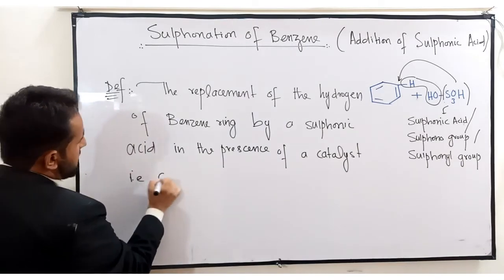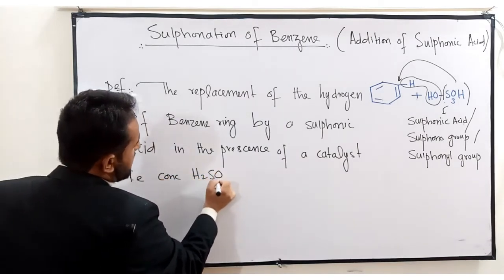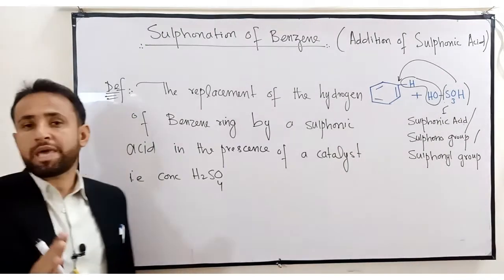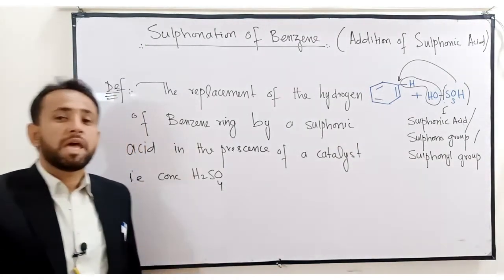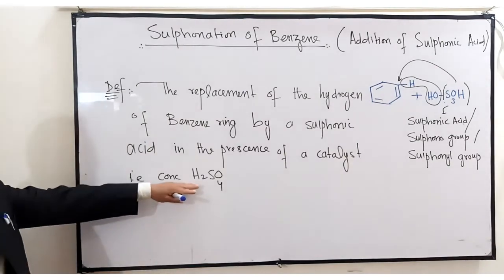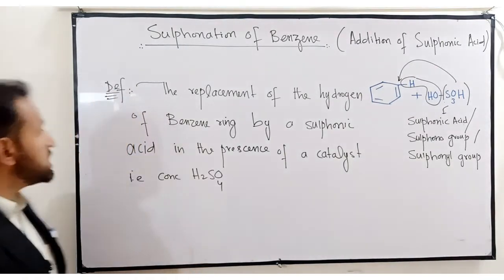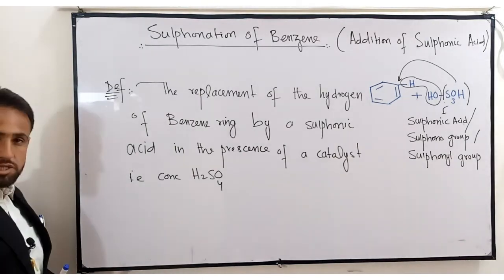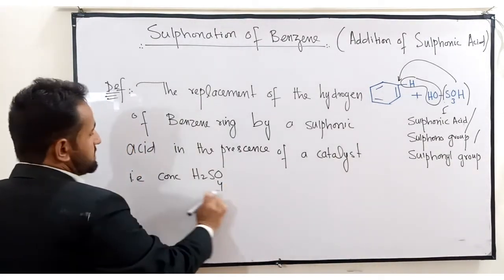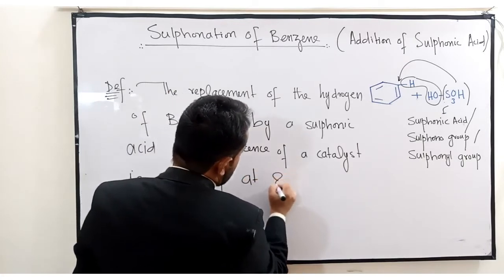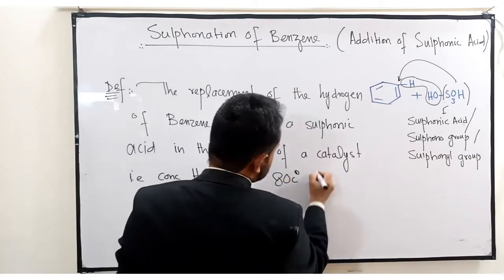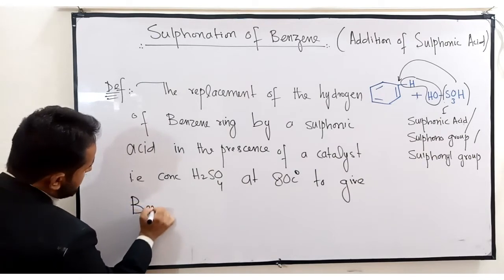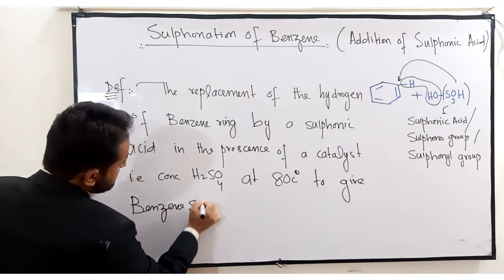In the presence of a catalyst that is concentrated sulfuric acid. Again, in this reaction, we will use concentrated sulfuric acid as a catalyst, as we studied in nitration also. In the process of nitration, we also used concentrated sulfuric acid as a catalyst. So this time we are again using concentrated sulfuric acid at 80 degrees centigrade to give benzene sulfonic acid.